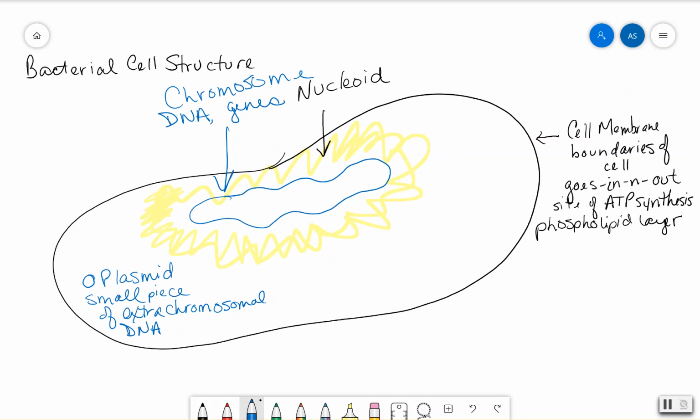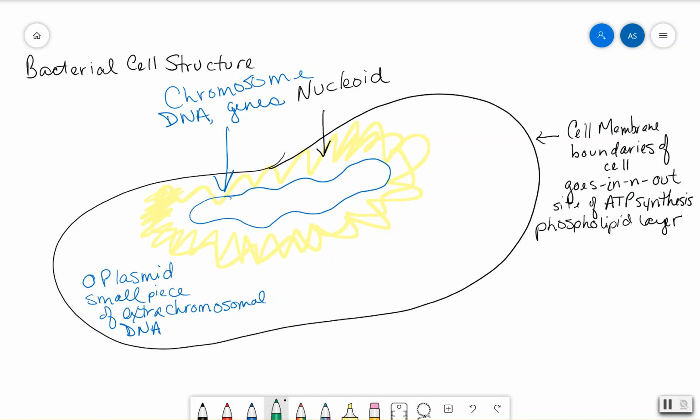Plasmids are really nasty as far as humans are concerned, because sometimes the antibiotic resistance genes, the things that allow them to be resistant to our treatments, those genes are located on these plasmids. And the bacteria have mechanisms for sharing these plasmids amongst each other.